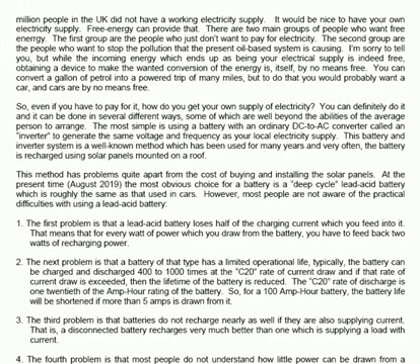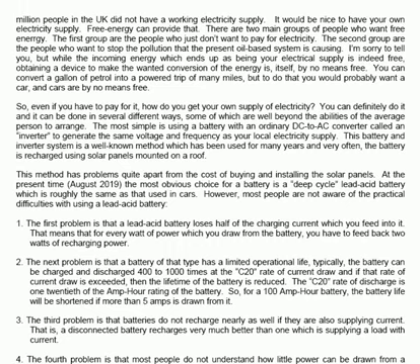This method has problems quite apart from the cost of buying and installing the solar panels. At the present time, which is August 2019, the most obvious choice for a battery is a deep cycle lead acid battery, which is roughly the same as that used in cars. However, most people are not aware of the practical difficulties with using a lead acid battery.